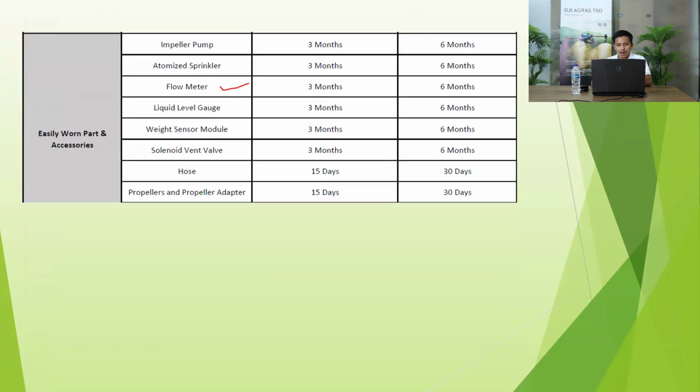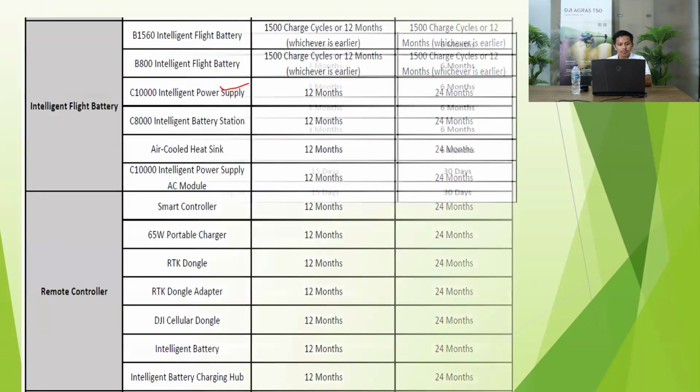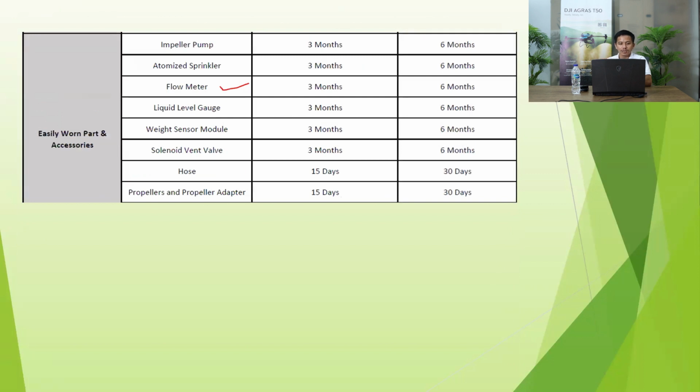Only some easily worn parts and accessories will be highlighted, like impeller pumps, atomized sprinkler, flow meters, liquid level gauge, weight sensor module, solenoid valve, hose, propeller and propeller adapter. See, 15 days, 3 months, 3 months, 3 months. So these are the warranty information you may also get from the DJI website too.